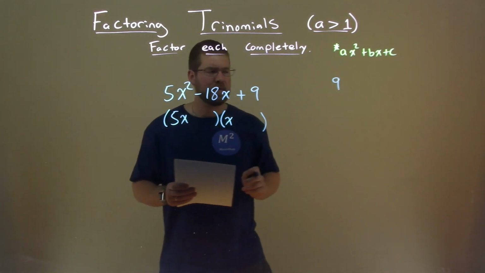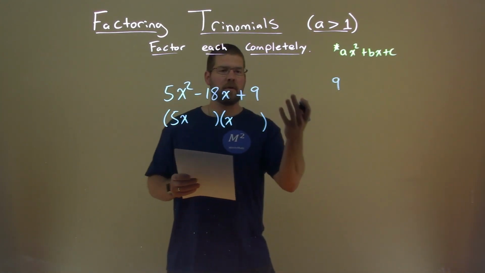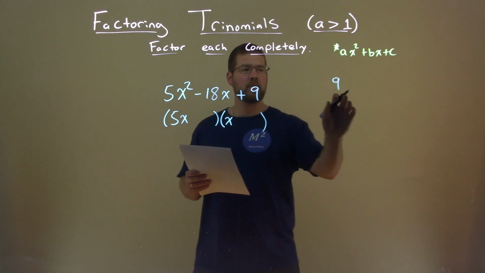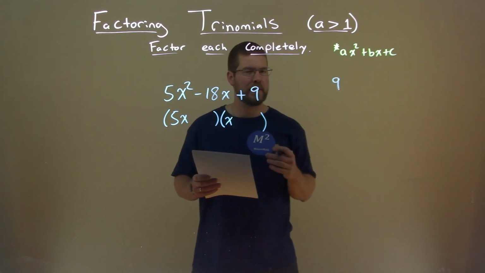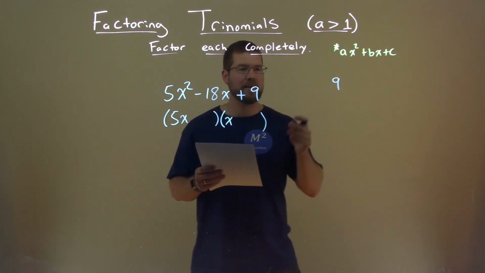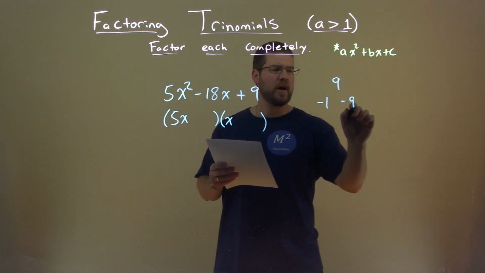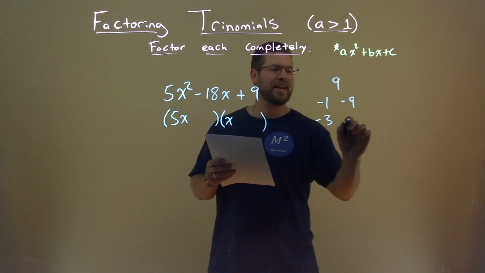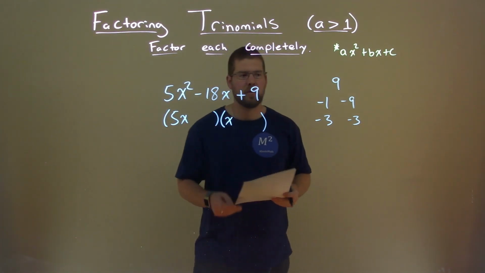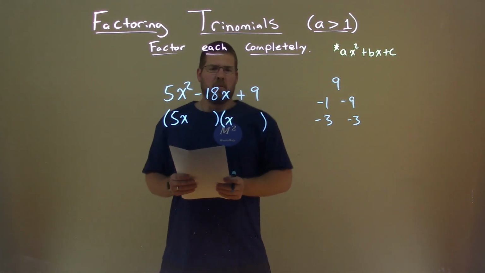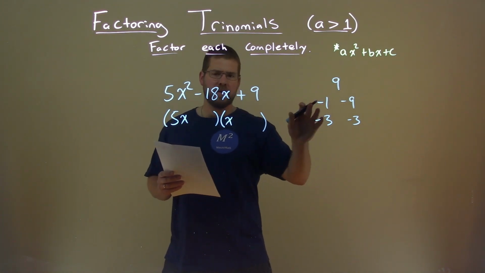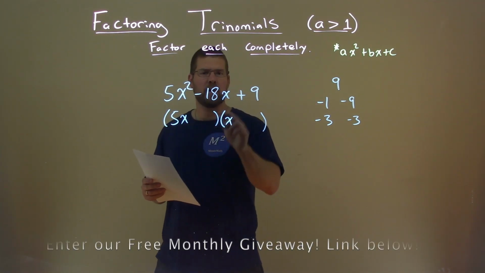Since our B value is negative, we know both of the values that multiply to be a positive 9 will be negative. So what two numbers multiply to be 9, but they're both negative? That's negative 1 and negative 9, or negative 3 and negative 3 here. All right. Well, again, order won't matter here, but I want to ask myself this question.